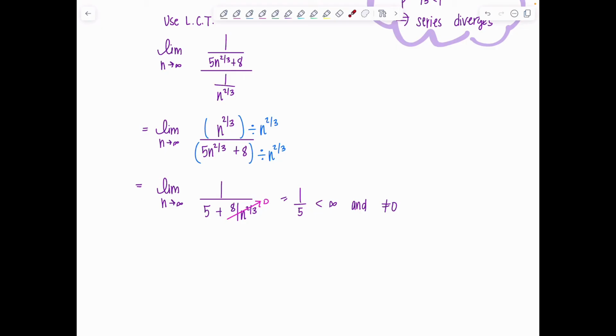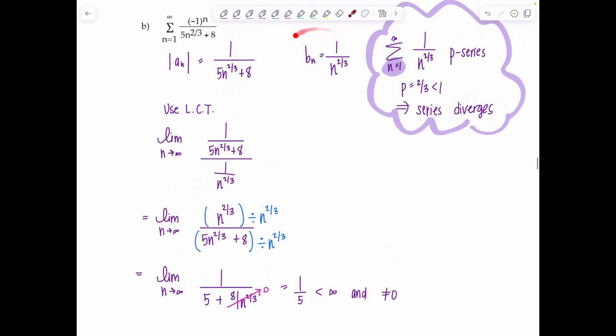I just want to talk briefly. If you did get infinity or 0 for the result, it means limit comparison test is inconclusive, and it means that you chose the wrong Bn if you get infinity or 0. It doesn't mean you shouldn't have used limit comparison necessarily. It just means this was a bad choice, okay?